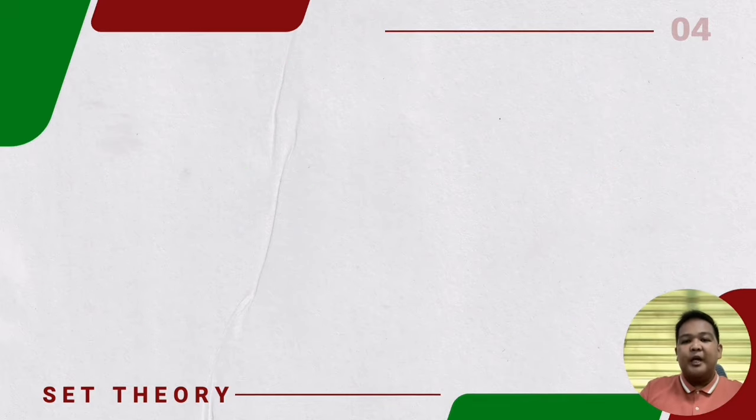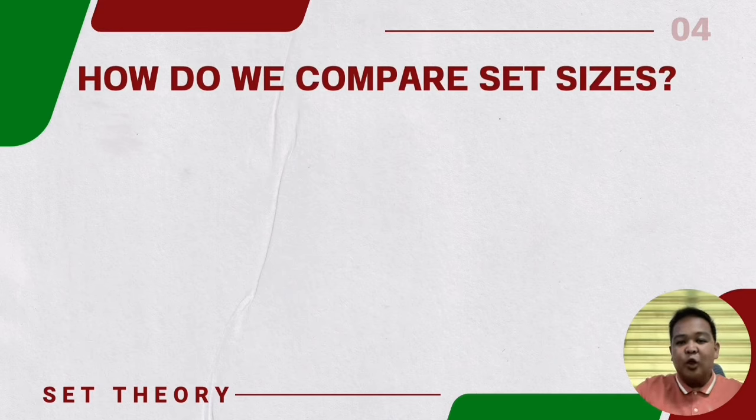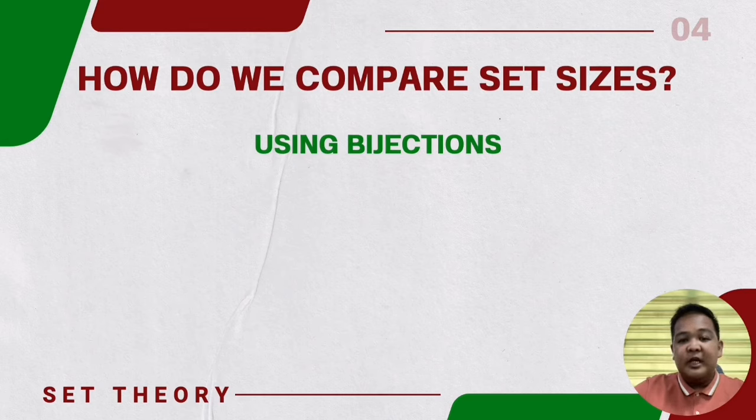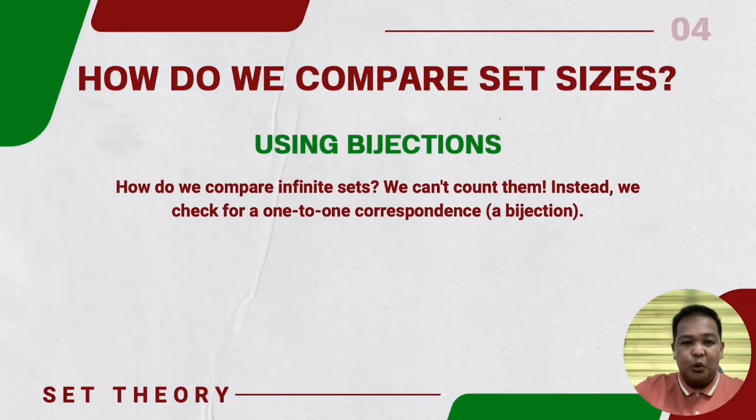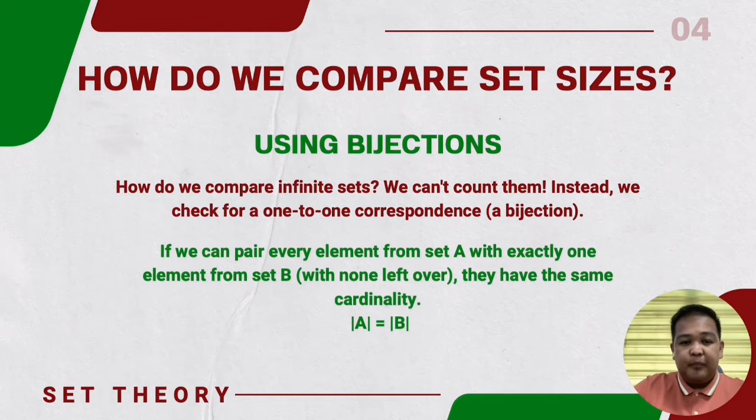Let's delve into comparing infinite sets. So how do we compare set sizes? We use bijection. While we can't count the elements in infinite sets, we have a clever way to compare their sizes using something called a bijection. A bijection is like a perfect one-to-one pairing between two sets.